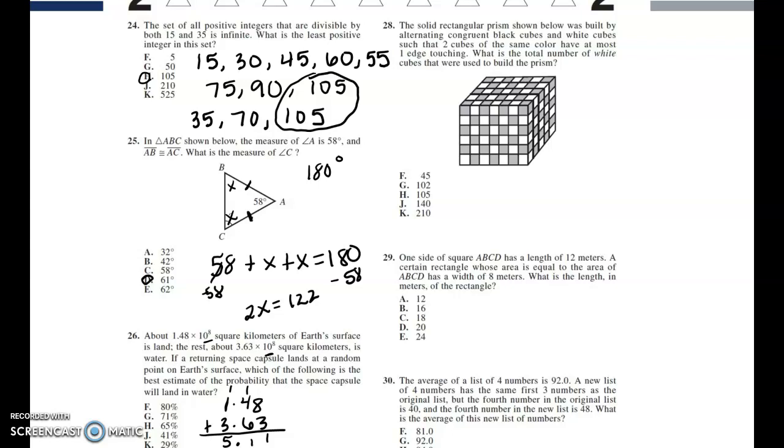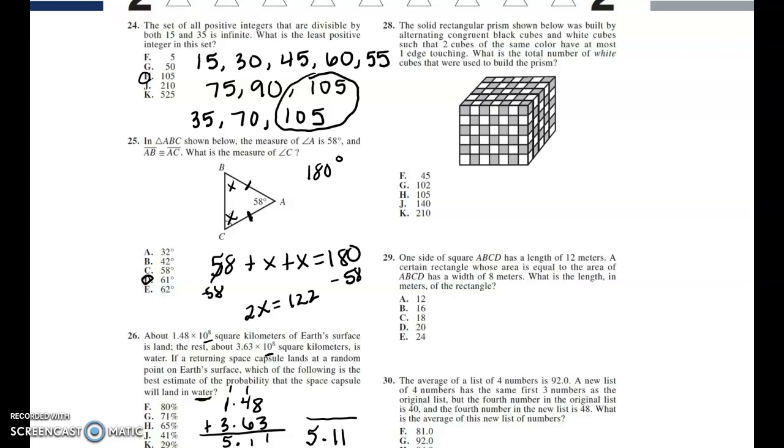Now, again, I don't need to worry about this. You could use your calculator if you wanted to, but I'm looking for the percentage. So I have my total over what we're talking about or what I have. Well, it says we want to just focus on which of the following is the best estimate of the probability that the space capsule will land in water.